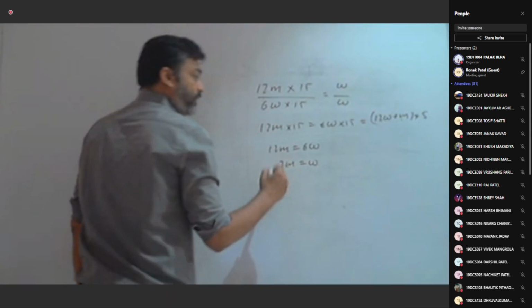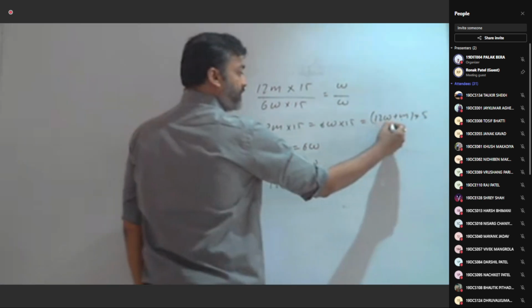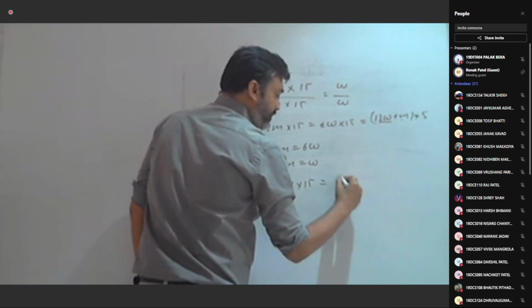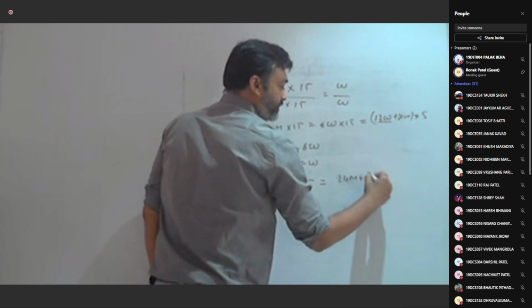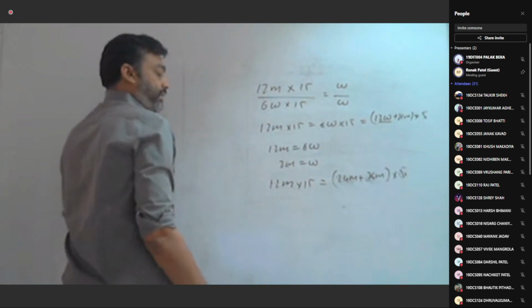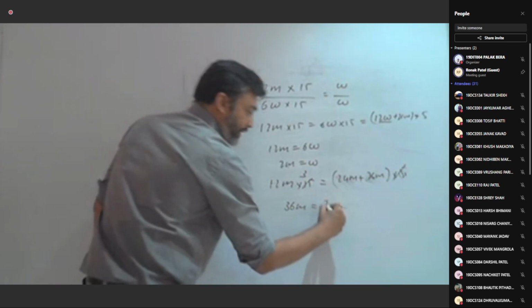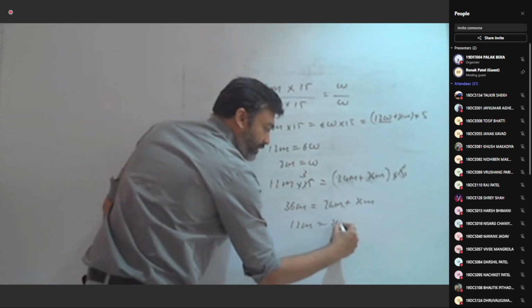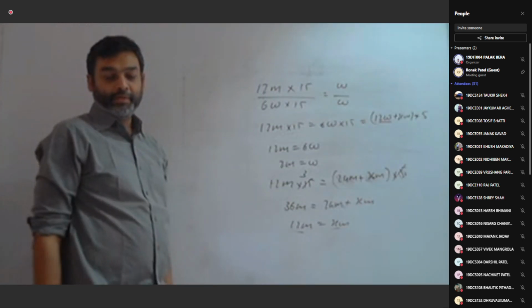So let's start now. Look, it goes this way: 12 men into 15 equals, instead of 12 women, I write 24 men, plus some men, I don't know how many, so I write x men, into 5. So I require 36 men, or 24 men plus x men. I take 24 men to this side, so x equals 12. So I require 12 more men. Are you clear with that? Yes, yes.